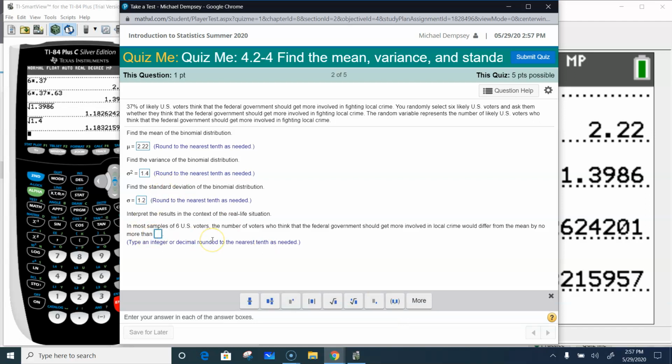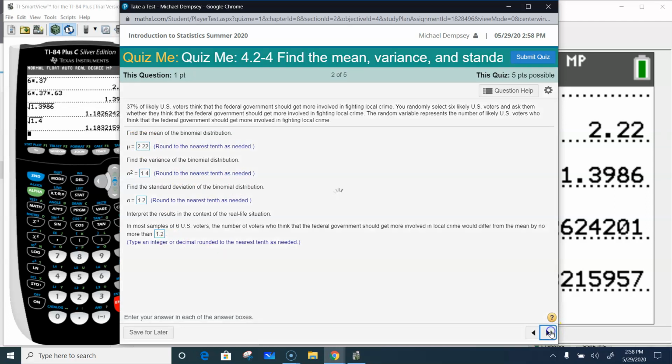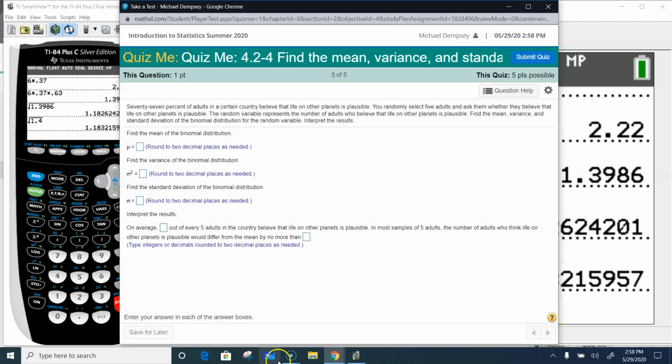Okay. In most samples of 6 U.S. voters, the number of voters who think that the federal government should get more involved in local crime would differ from the mean by no more than 1.2. Right. That's what the standard deviation means. That's just interpreting the results in terms of the context. So we take a sample of 6 voters. We might get 3. We might get 4. We might get 5. Okay. On average, we're going to get 2.22. But our number out of that 6 will differ from 2.22 by about 1.2. It's just a definition of standard deviation.